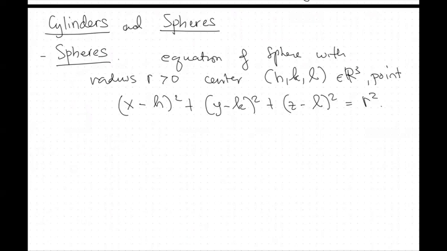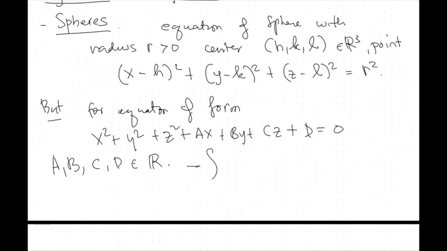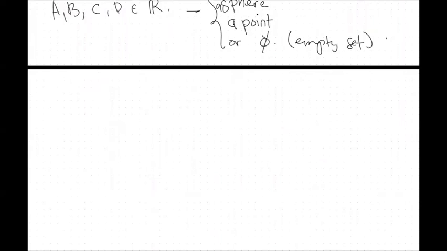So this is the equation of the sphere, but for an equation of the form x squared plus y squared plus z squared plus ax plus by plus cz plus d equal to 0, where a, b, c, d are real numbers, this may be a sphere, a point, or an empty set, as I will show here.